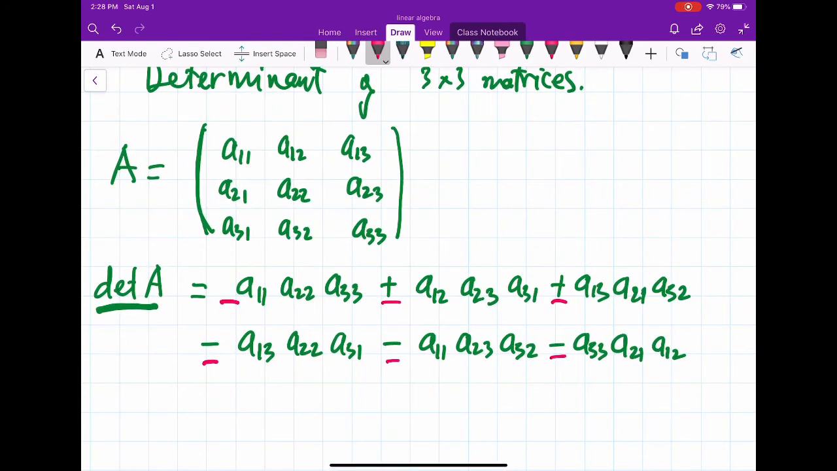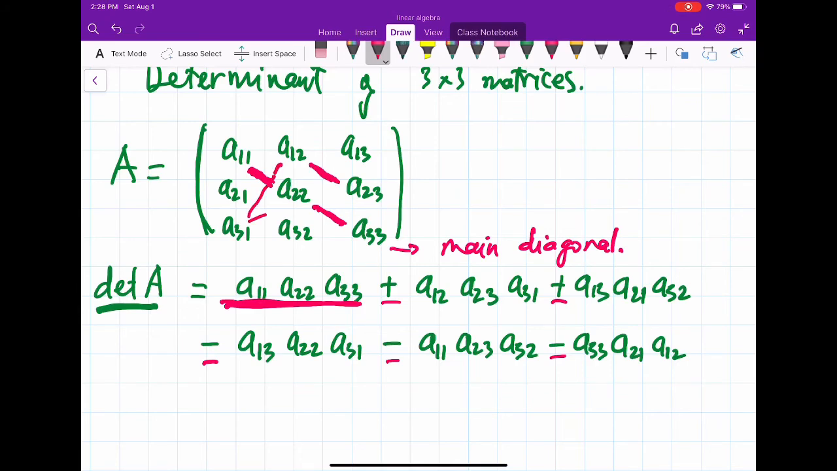Look at this. We have the main diagonal. All terms with respect to the main diagonal will have positive sign. How to determine that? First, the product of the 3 entries on the main diagonal. And then this one is parallel to the main diagonal. So you have A12, A23, and A31, the product of these entries with the positive sign.